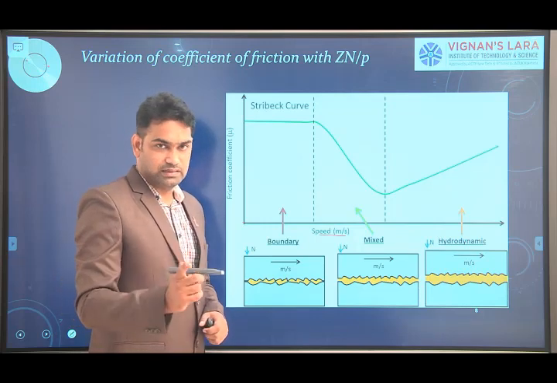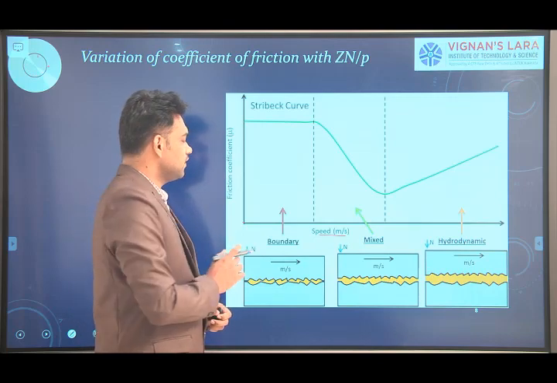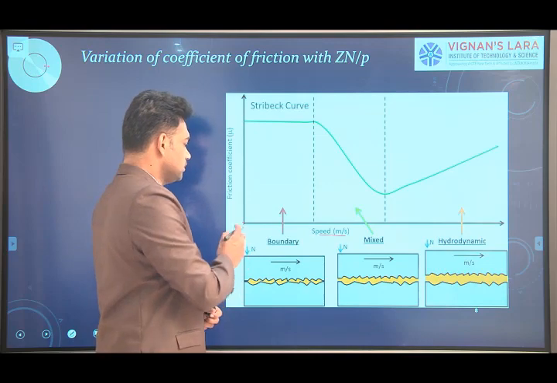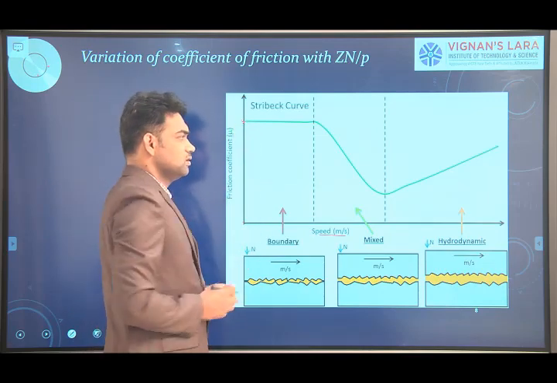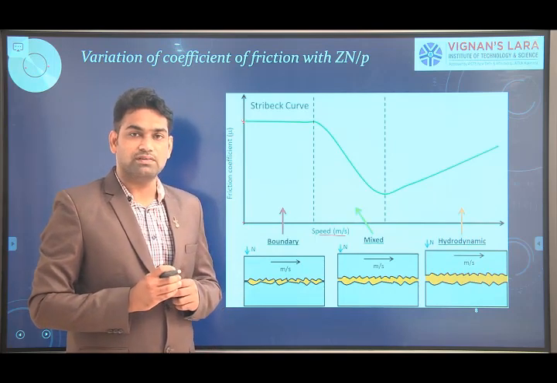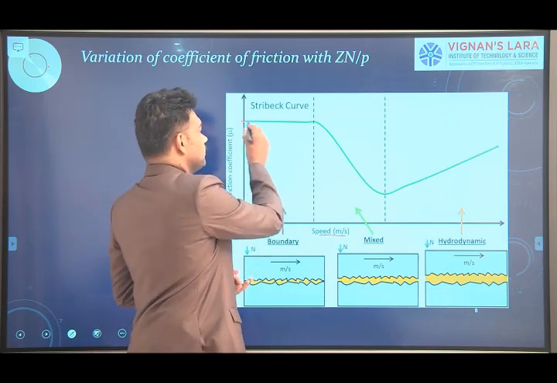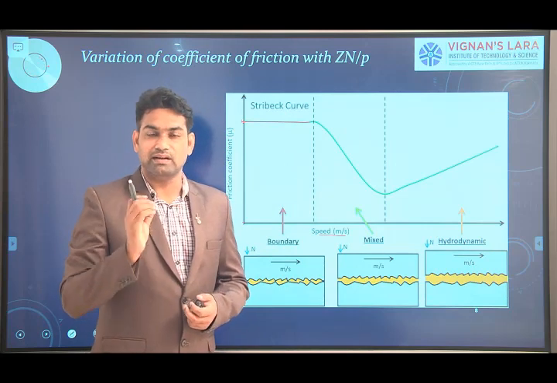So one is at rest condition, at the slow speed condition, and normal speed condition. In a similar fashion, when the bearing is at rest condition, there will be direct metal to metal contact. That is at the initial stage, which means there will be greater friction. Why? Because there is direct metal to metal contact. So we have the greater friction at the initial stage, that is at rest condition.